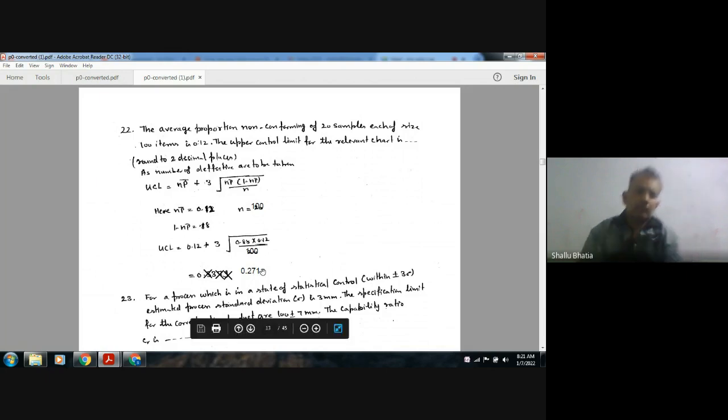So the upper control limit is p bar plus 3 root p bar times 1 minus p bar by n. So p bar is 0.12, so 1 minus p bar is 0.88. Okay, n is 100. So the UCL is 0.217.